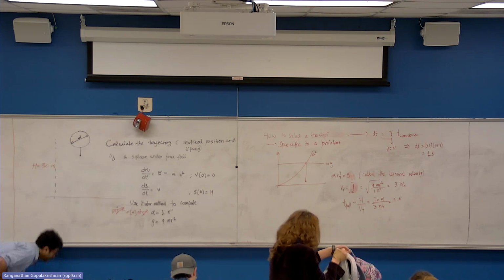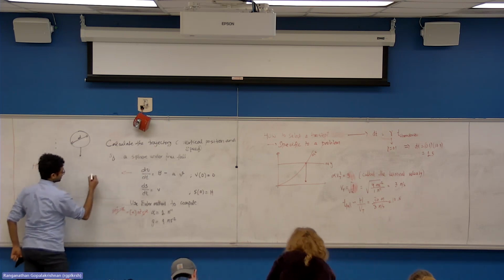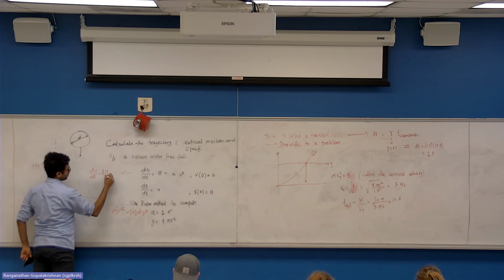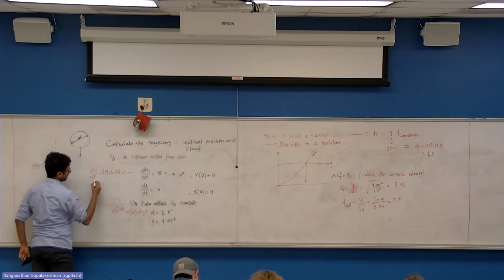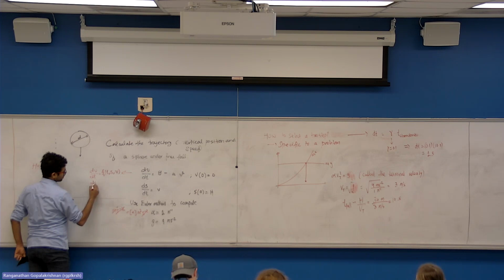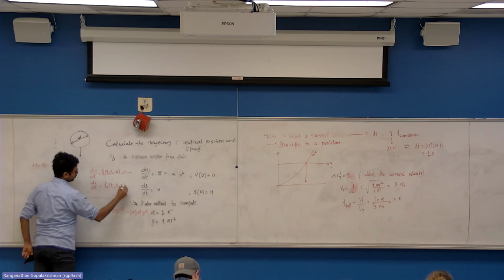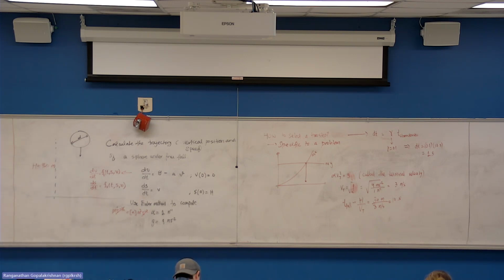So we have two equations. I'll rewrite the first as dv over dt equal to f1 of t, s, v, and ds over dt is f2 of t, s, v. Just to keep it easier to write the Euler method. Are we together? Good.